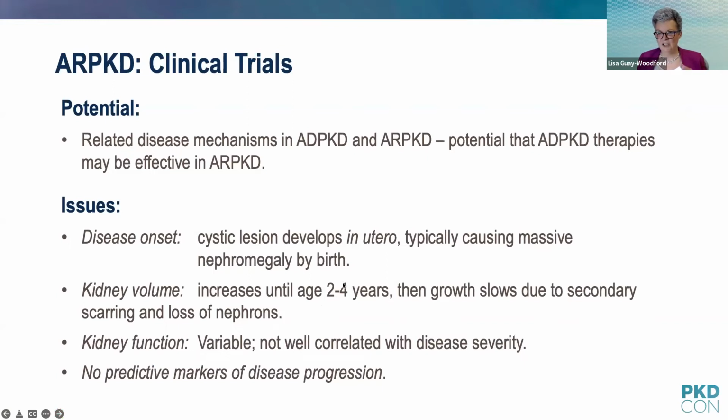Kidney volume doesn't inexorably go up as a child ages. It is really very big in the first 2 to 4 years of age, sometimes with exponential growth in that time period. Then the growth slows due to secondary scarring and a loss of nephrons.